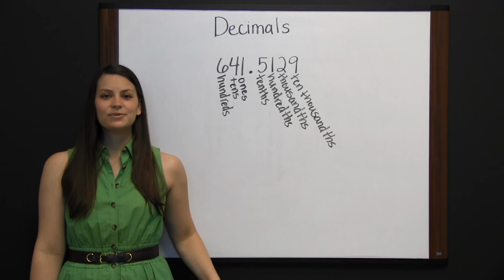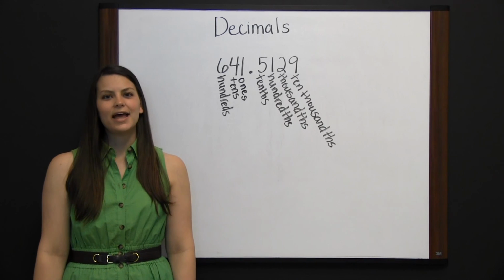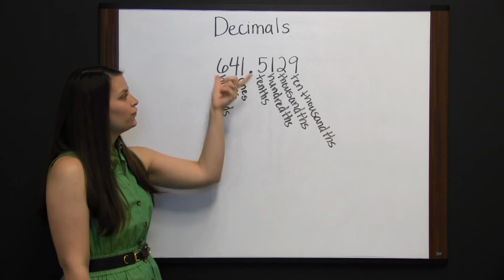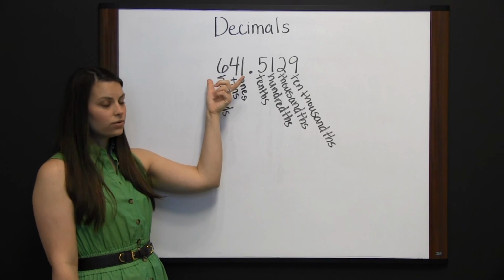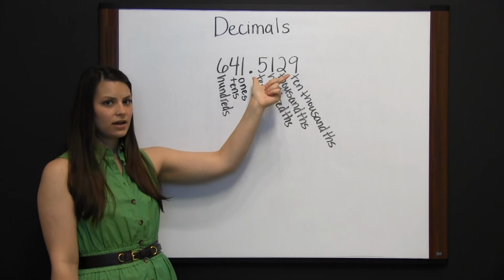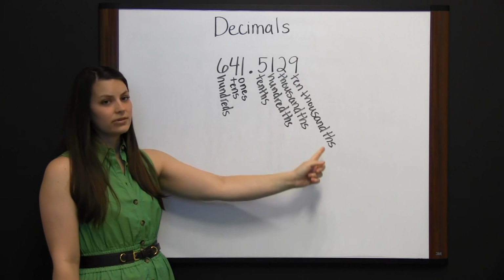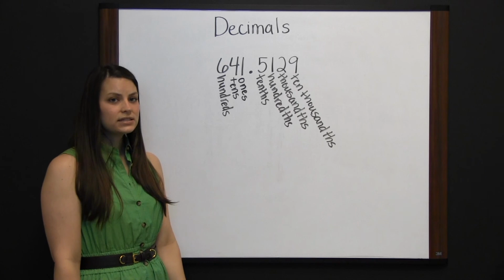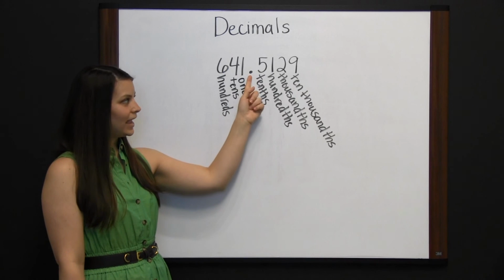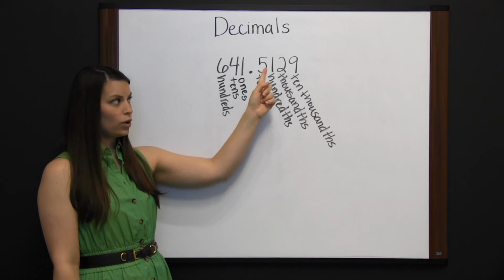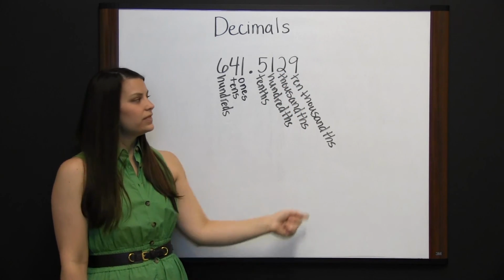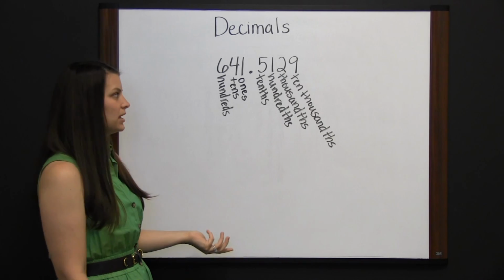Decimals. Decimals use place value to represent an amount. To read a decimal, like we have here, first read the number to the left as a whole number, followed by "and," then read the number to the right of the decimal, followed by the last place value. So this number would be read as 641 and 5,129 10,000ths.